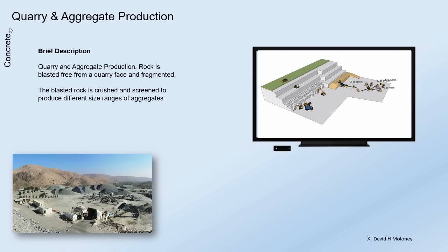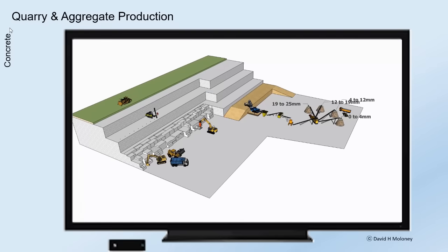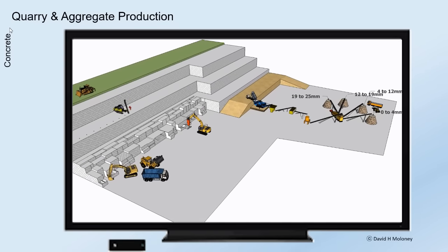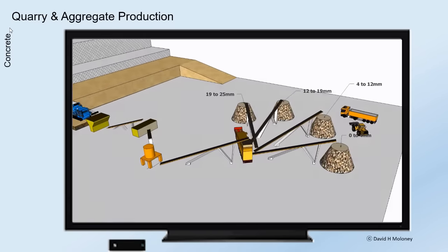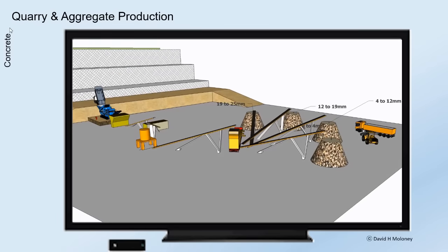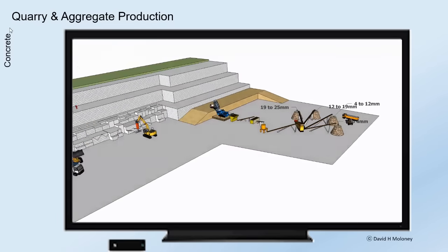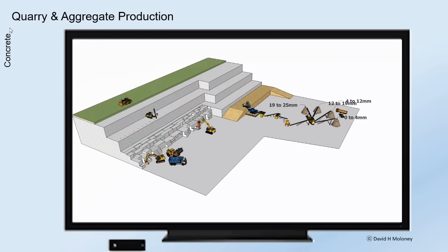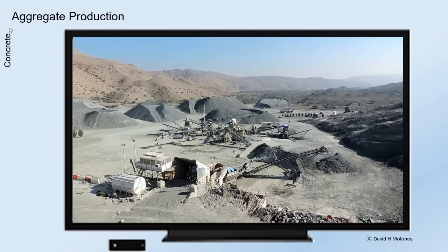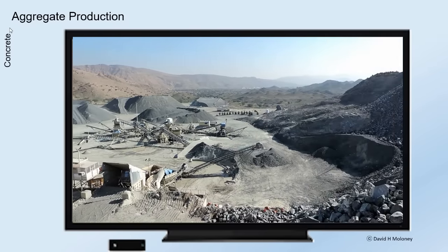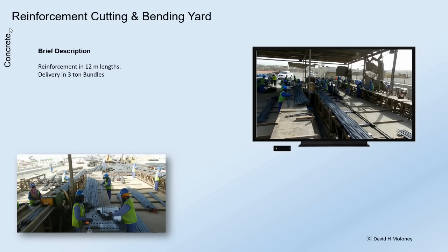Quarry and aggregate production. Rock is blasted free from a quarry face and fragmented. The blasted rock is crushed and screened to produce different size ranges of aggregates. Reinforcement cutting and bending operation.